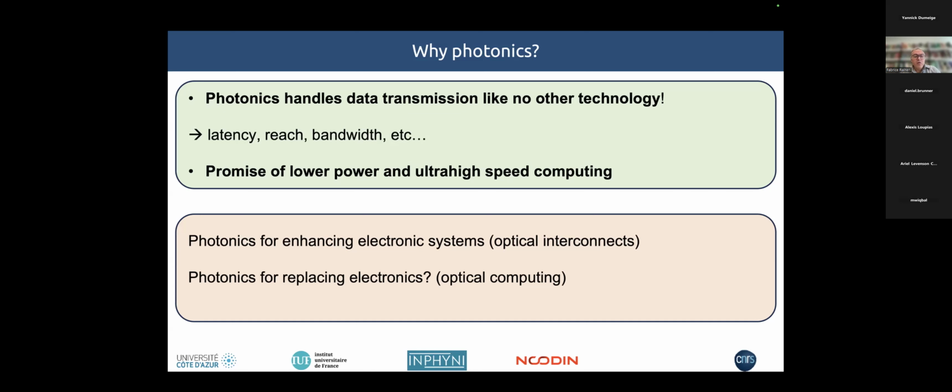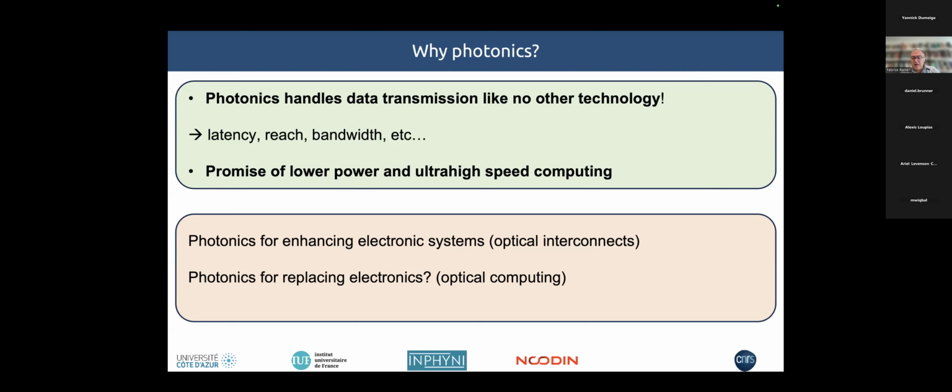So when you have an application which deals with problems related to latency, reach, bandwidth, photonics will be interesting. And also, what photonics promises, of course, is to reduce the power consumption of all of these systems, and ultra high speed technology. Even though, as Daniel said, there is some strong competition from electronics.